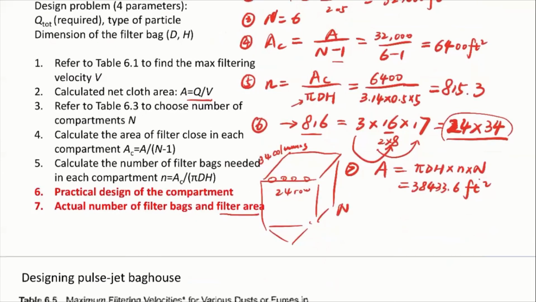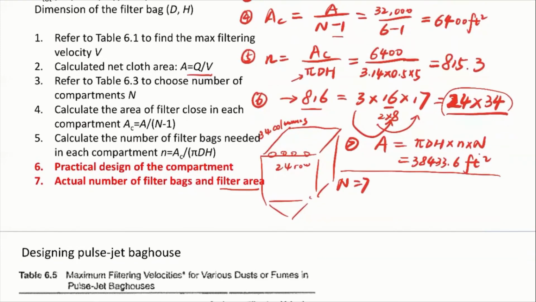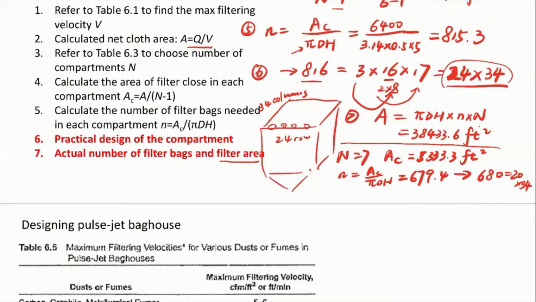And if you calculate for n equal to 7, so probably I should just skip the calculation here. You can do that offline. So what you can find out, maybe I'll list out the answers. So the AC is 533.3 square foot. N is equal to AC divided by pi dh, which is 679.4. You can round it up to 680, right? And 680 is 20 multiplied by 34. Okay, so you can use that as the practical design.